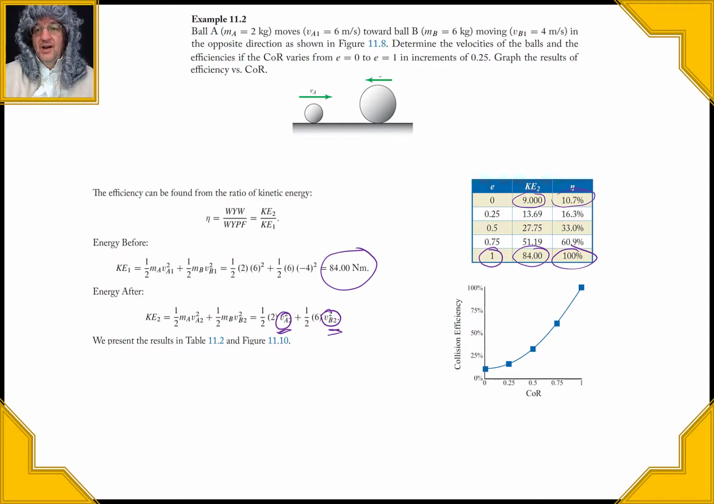Now, something of note: I said the coefficient of restitution is like an efficiency, but it's not equal to efficiency, right? Obviously, 0 does not equal 10.7, and you can see this trend right here, and it's not a straight line. It does have a curve, and this will differ depending on the situation. It'll depend on the masses of the balls, and could depend on the velocity of the balls as well. So this efficiency is not always correlated to the coefficient of restitution, but there is some type of relationship going on here for this particular scenario.